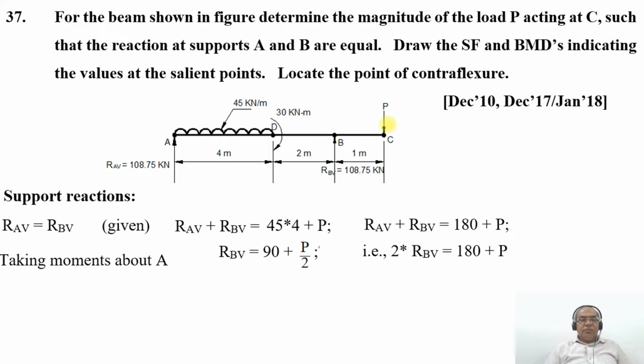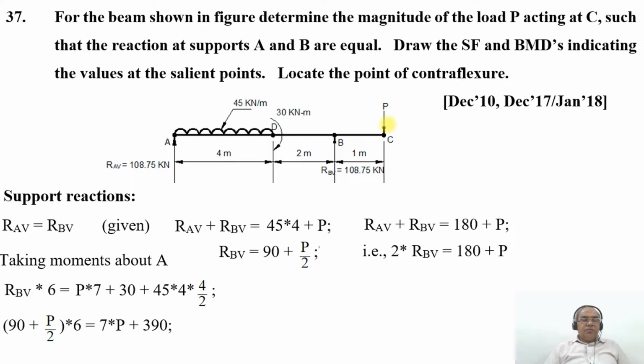Taking the moments about the point E, RBV into 6 will be equal to 45 into 4 by 2 plus P into 7 plus 30. We know that RBV should be 90 plus P by 2. Substitute that value: 6 equals 7 into P plus 390. Therefore 540 plus 3 into P will be equal to 7P plus 390. Therefore 150 is equal to 4P. So P will be equal to 37.5 kilonewton.